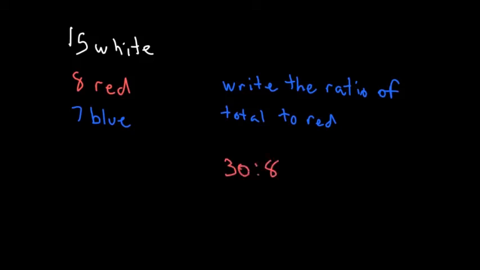So 30 out of 8, we'll do an equivalent one. You can divide both those numbers by 2. So divide both these by 2 and get 15 to 4. So that's an equivalent ratio to 30 to 8, just simplified. So there's 15 total to 4 red as my ratio.